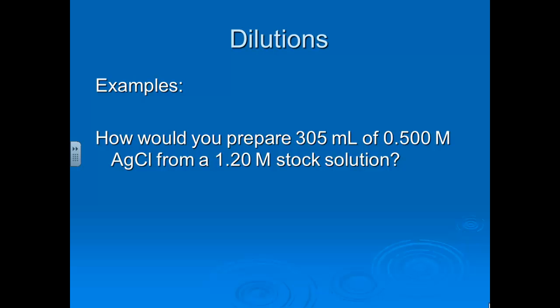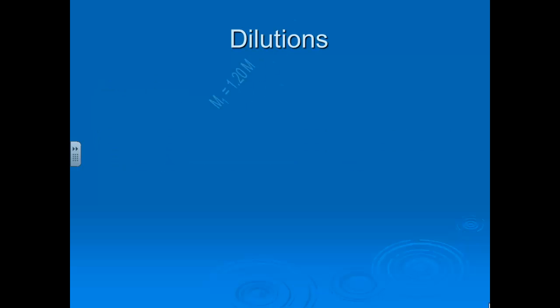So you tell me, which of these numbers goes with the before case? 305? 1.2. The before case is always what you have, and what we have is the stock solution. So what do we know about the stock solution? It's 1.2 molar. Do we know how much to use? No. So we're going to be solving for V1. What do we want after we dilute it? 305 milliliters, and we want that to be 0.5 molar. So both of those are going to be the 2's.